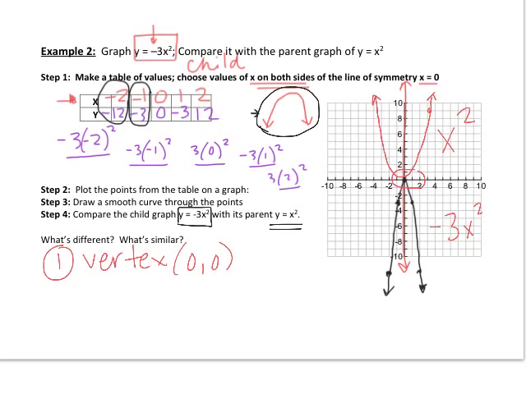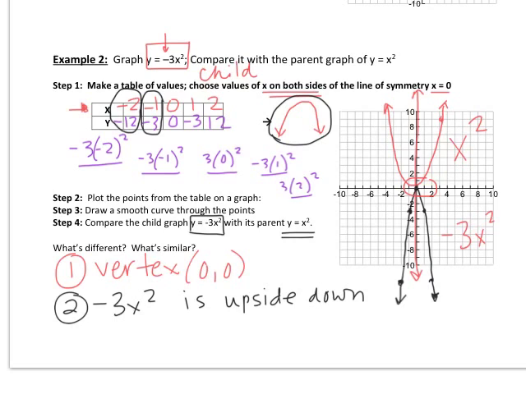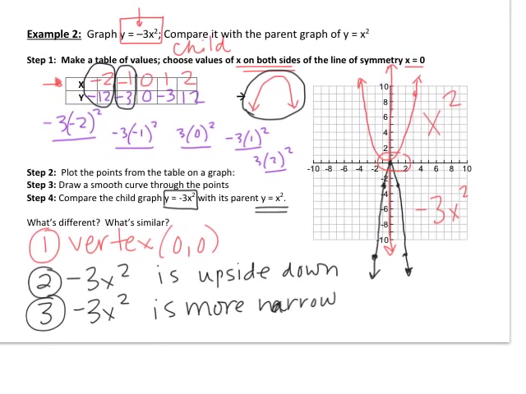Well, we said that the same thing is the vertex is the same. Something that's different, of course, is that negative 3x squared, the child function, is upside down because of its negative sign in front. The child function is also much more narrow. So we'll just say that that is more narrow. It doesn't take up as much space on the graph paper. It's not as wide as the red parent function that I have above there.